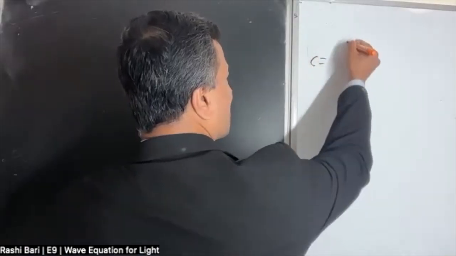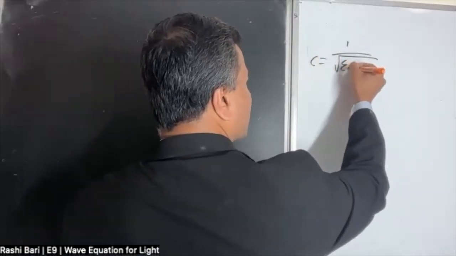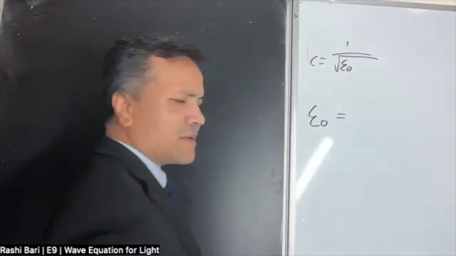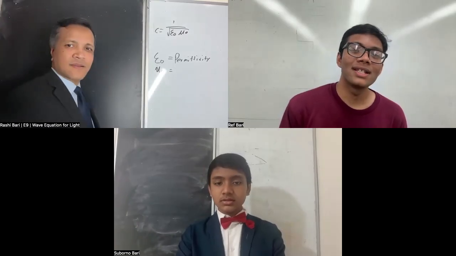4 is equal to 1 over square root. Isaac, what is the name of this one? Isn't that epsilon naught? Okay, that's for sure. Raf, what is that? Permittivity of free space. Raf, what is the name of this one? The permittivity of free space? Permeability of free space.